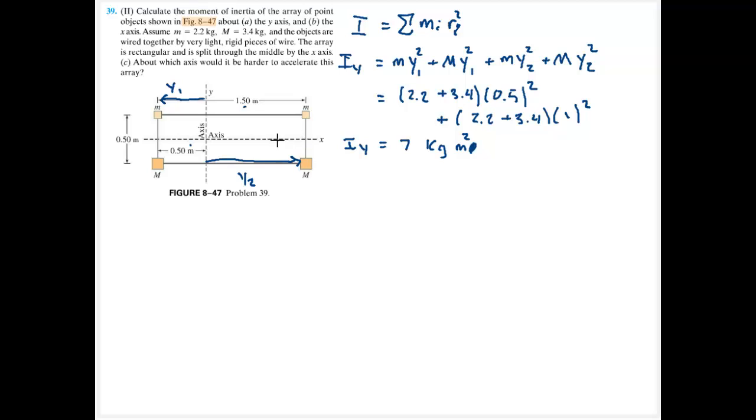Now for the x-axis, we're going to say the same thing. However, if you look at all these guys, this distance x1 is going to be the same. The distance from the axis is all going to be 0.25 meters, so it's going to be a little bit easier.